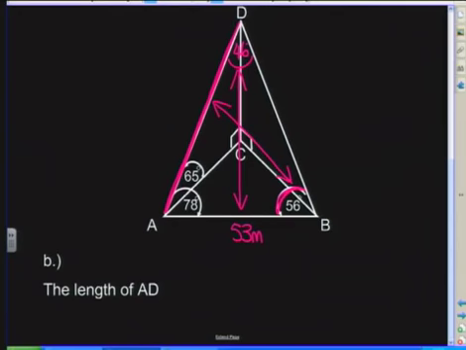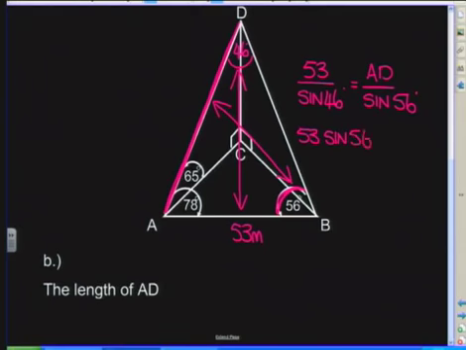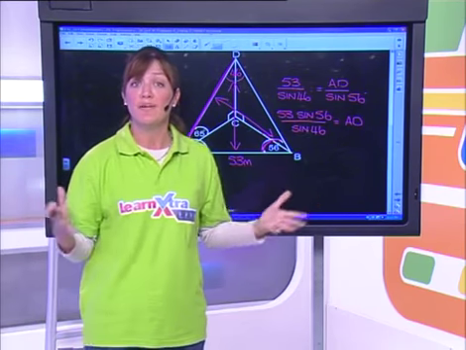So, therefore, what are we going to say? I'm going to take the length of 53, and I'm going to put it over sine of the angle opposite that, which is 46 degrees, okay? And then I say my length from A to D, which is what I'd need to find, over sine of the angle opposite that, which is 56 degrees, okay? With that then said, I'm going to say 53 multiplied by sine 56 over sine of 46, and that's equal to AD.